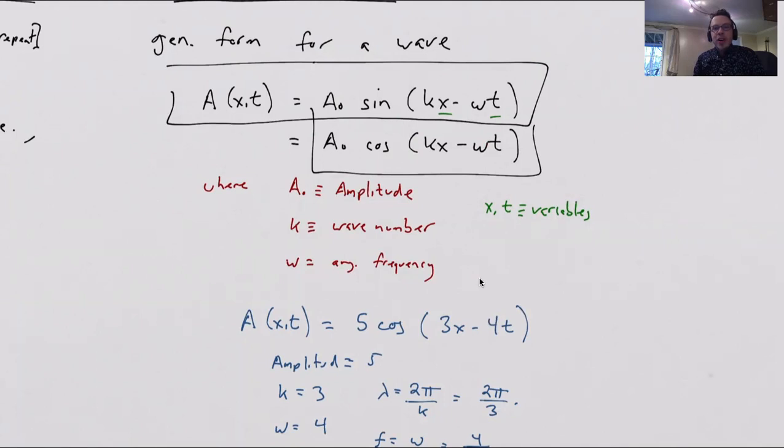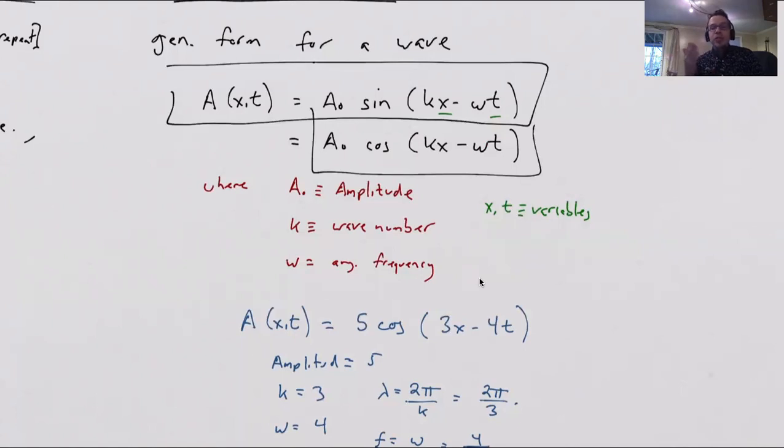What is the angular frequency of that thing in blue? 4. Why? Because it's the thing that shows you kx minus omega t. We're just peeling off the k as 3, peeling off the omega as 4, peeling off the amplitude as 5. But then it doesn't stop there, because if we know k and we know omega, we can find their other corollary quantities.